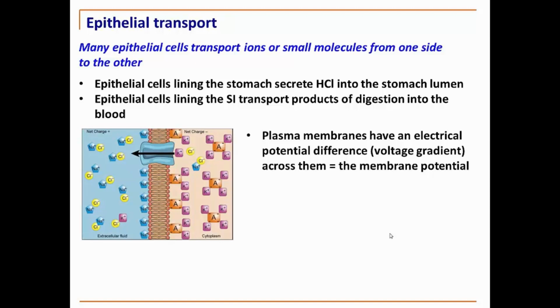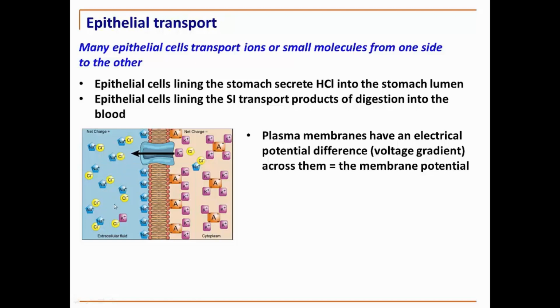Another important concept for you to understand, which many of you will already, is that plasma membranes have an electrical potential difference. In other words, they have a voltage gradient across them. This is also called the membrane potential. This will be particularly relevant when you come to look at the nervous system. And the whole point about this is, here's your plasma membrane, here is your cytoplasm, so that's the inside of your cell, and here's your extracellular fluid outside the cell.